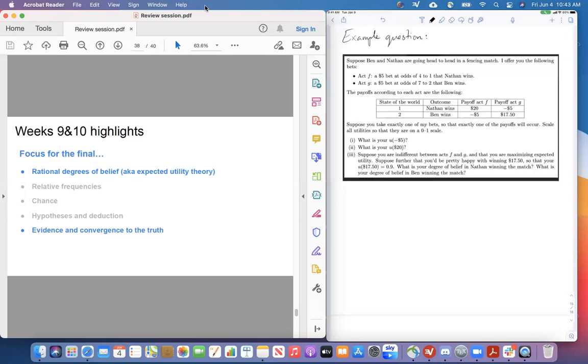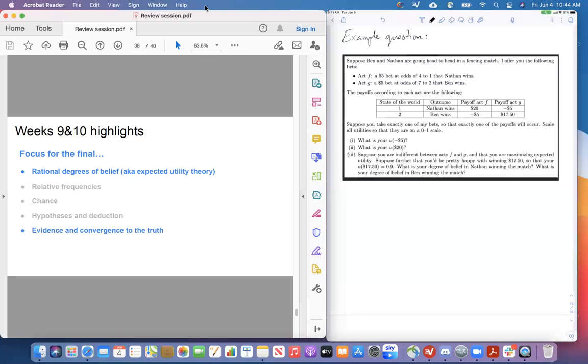And the bets are always in the form of 2 acts. So that means we're reasoning under uncertainty here. These are states of the world acts. That's all mathematics of uncertainty. Act F is a $5 bet at 4-to-1 odds that Nathan will win. And G is a $5 bet at 7-to-2 that Ben will win. Now, I don't want people worrying too much about the odds here, because what's important are the payoffs, which I will always give you in a table like this one.